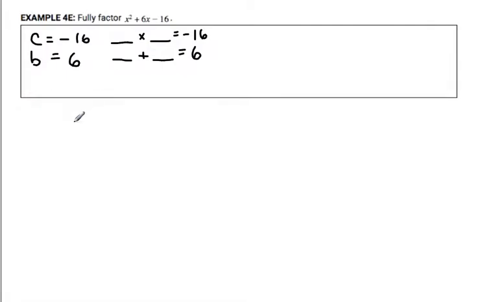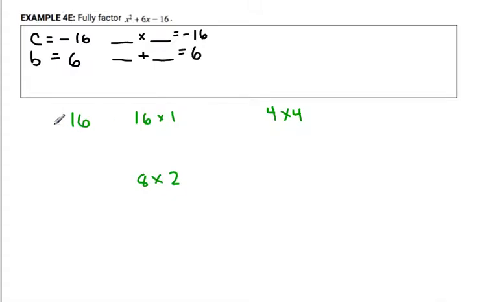So if I look at breaking down 16, I'm forgetting about the negative for now, and I'm looking at factors of 16. I could have 16 multiplied by 1. I could have 8 multiplied by 2. I could have 4 multiplied by 4. Those are the only factors of 16 that I can think of.